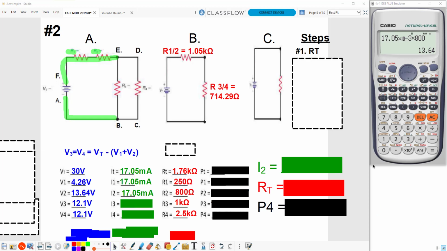Now I can find I3 using Ohm's law, 12.1 volts over 1 k ohm, 12.1 milliamps, and I4 is 12.1 volts over 2.5 k ohms, which gives me 4.84 milliamps.